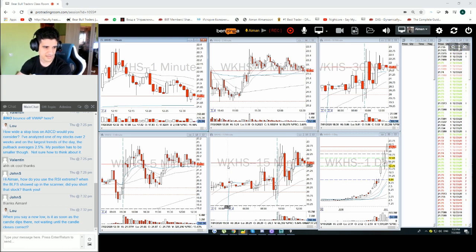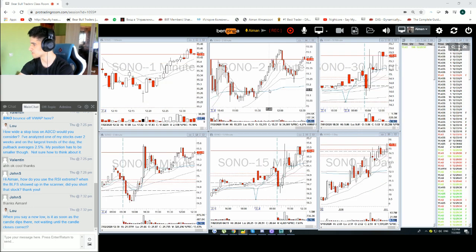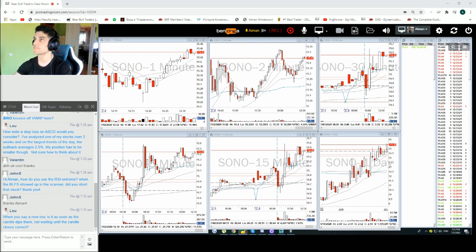Yes, low, exactly. It's as soon as the candle is making the new low. I don't wait for it to actually close because after the close it could be so late. I could miss the move after it closes.